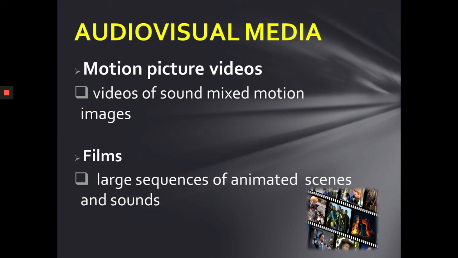Next is films. Films are large sequences of animated scenes or sound. Film is also called movie or motion picture, a visual art form used to stimulate information and experience that communicate ideas, stories, perceptions, and feelings through the use of moving images, recorded by a thin layer or coating in a video format, with movies with or without audio.